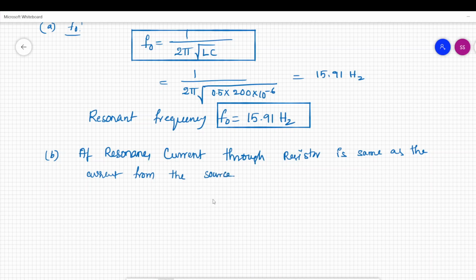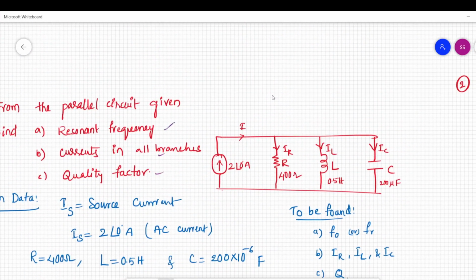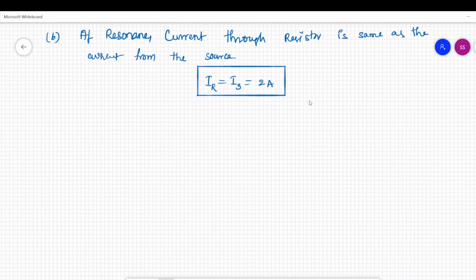So IR is equal to the supply current, that is equal to 2 amperes. This is the current under resonance condition. So we need to find the voltage across this parallel branch so that we can find the current through each element. So what is the voltage across the parallel branch?